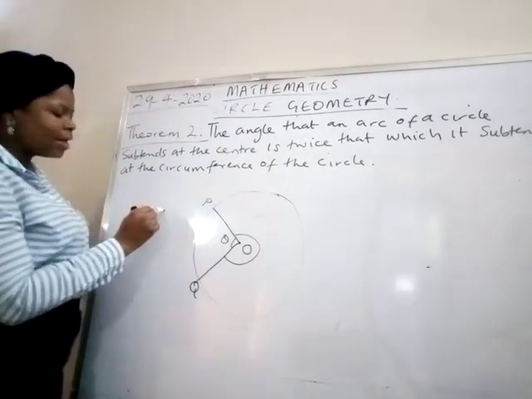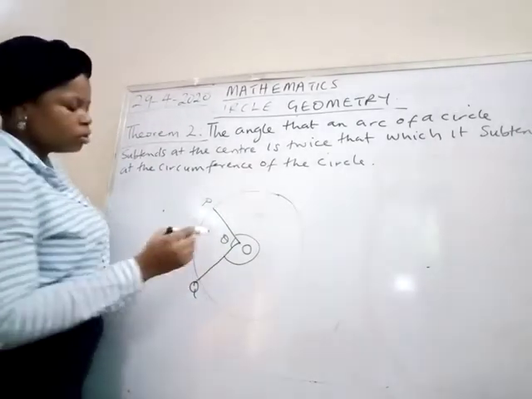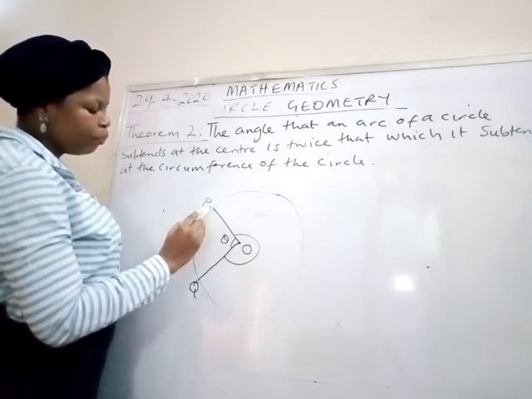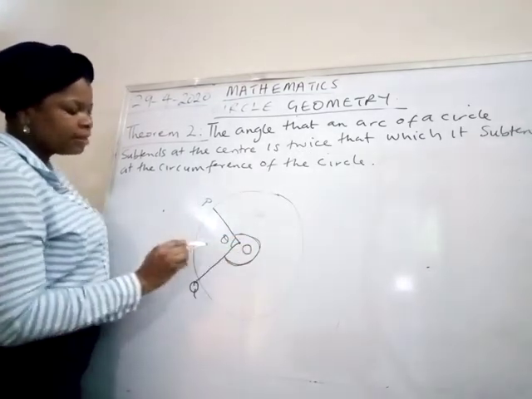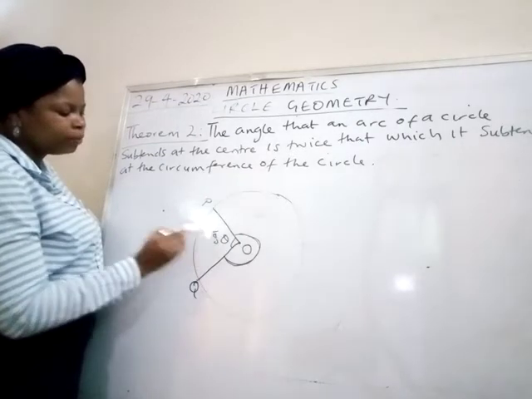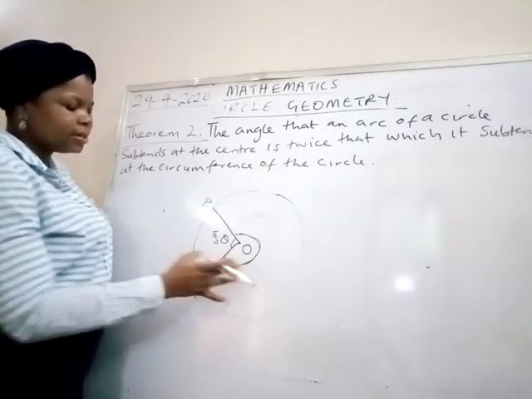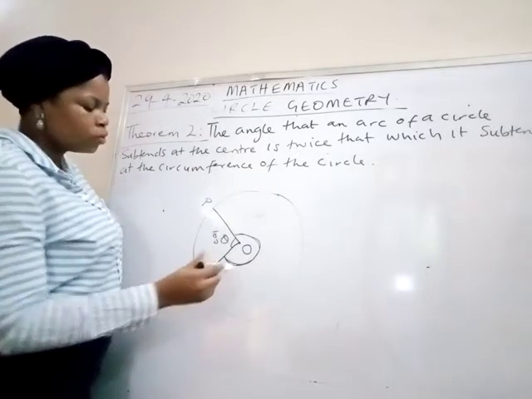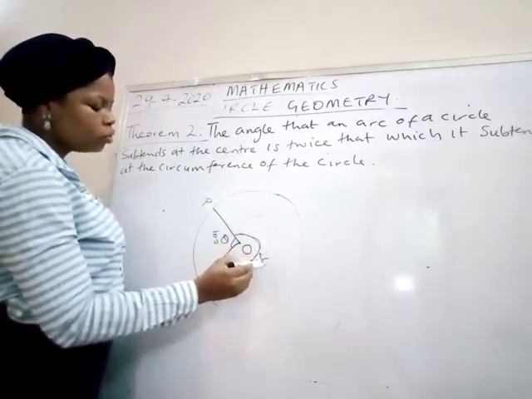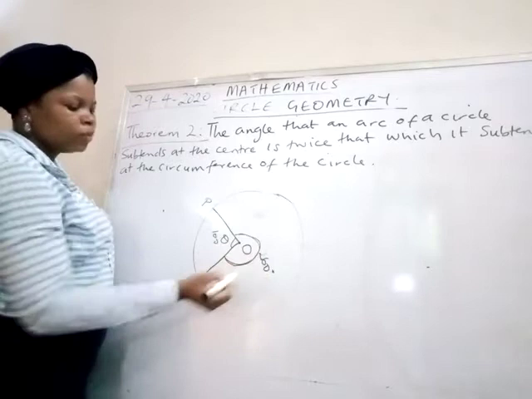You know that angle at a point is 360 degrees. So, the reflex angle POQ is this angle here. So, if, for example, this angle is 100, and you are asked what is the reflex angle, you just say 360 degrees minus 100. So, the reflex angle here is what? 260 degrees. Do you get that now?